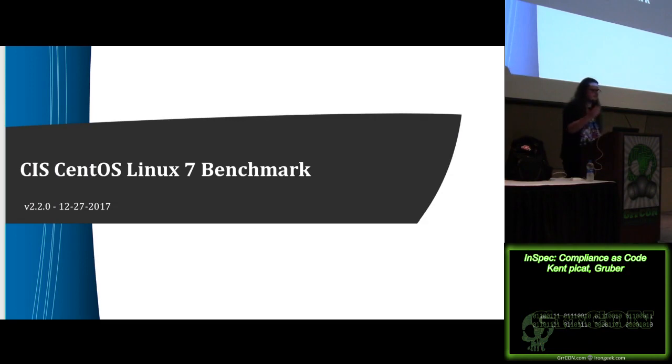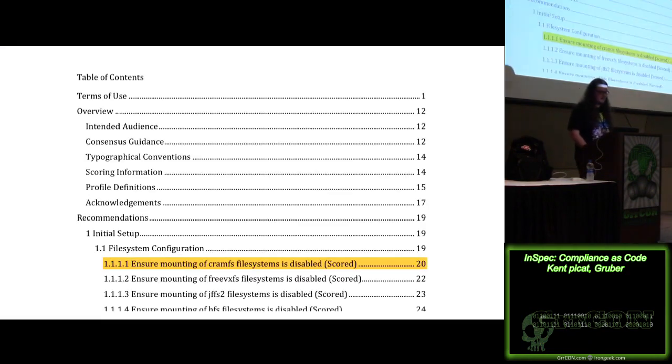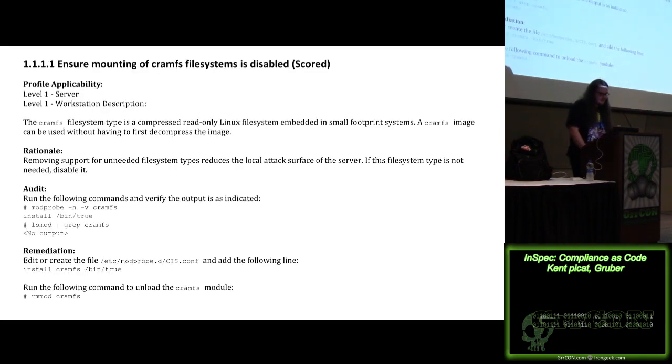So the example I'm pulling from is the CentOS Linux 7 benchmark. I grabbed it online, right? And then let's just follow the very first thing outside of the overview, recommendation, initial setup. And then we got to the actual control, which is to ensure the mounting of the cramfs file system is disabled. Oh, all right, well, let's do it. So if we were to look at that PDF, this is basically what we would see. I've cleaned it up just a little bit so it fit on a slide.